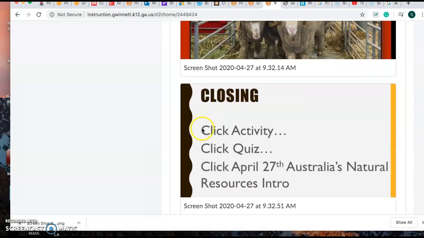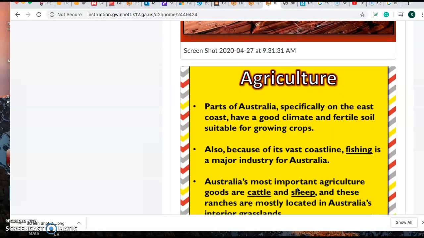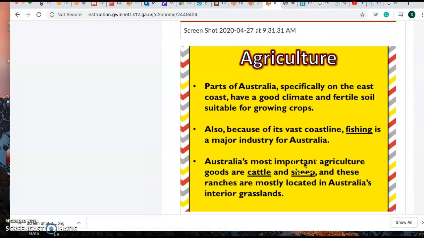All right, guys, you are going to click activity, click quiz, click April 27th, Australia's natural resources, and you are going to be taking the quiz. The quiz question is, what is Australia's most important agricultural good? Okay, it's cattle and sheep.